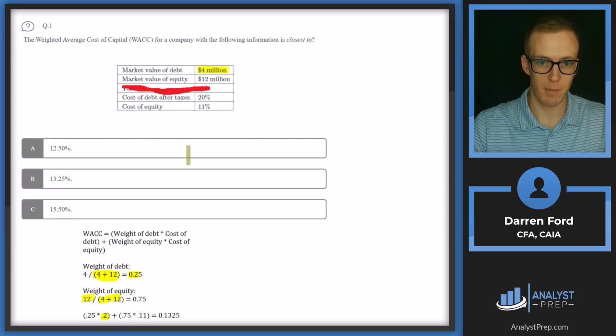So we're going to multiply that by the 0.2, which is cost of debt, and then add that to 0.75 times 0.11 for our cost of equity and the equity weighting. And we get 0.1325, which corresponds right there with answer B.